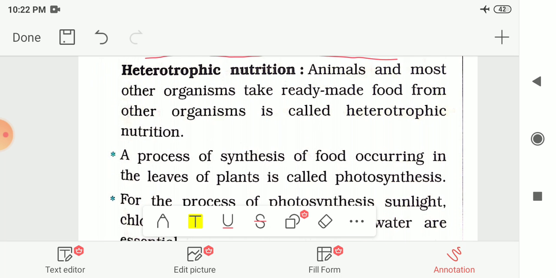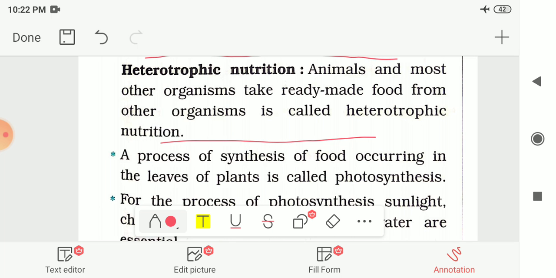So animals and most other organisms take ready-made food from other organisms. Like we human beings, we are not making our own food, we are taking the food ready-made from other organisms, that is either from plants or from animals. So this type of nutrition is known as the heterotrophic nutrition.